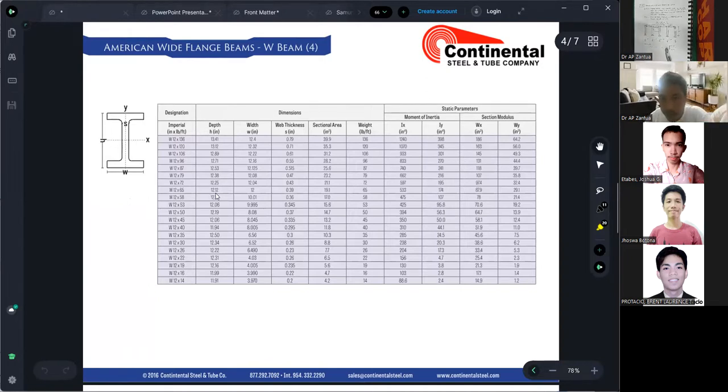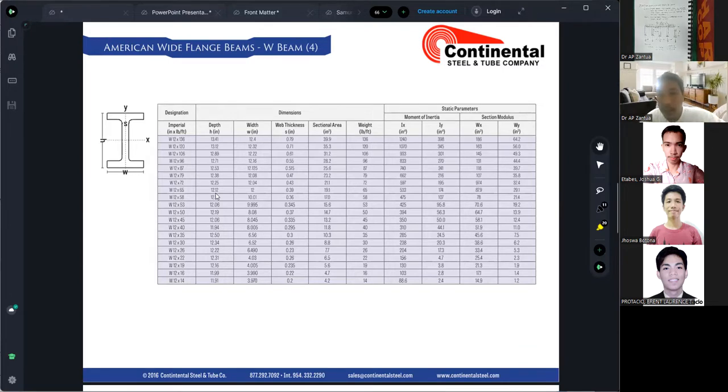So we have H. This is H. So H is equal to 12.12 inches. And the area is 19.1 square inches.